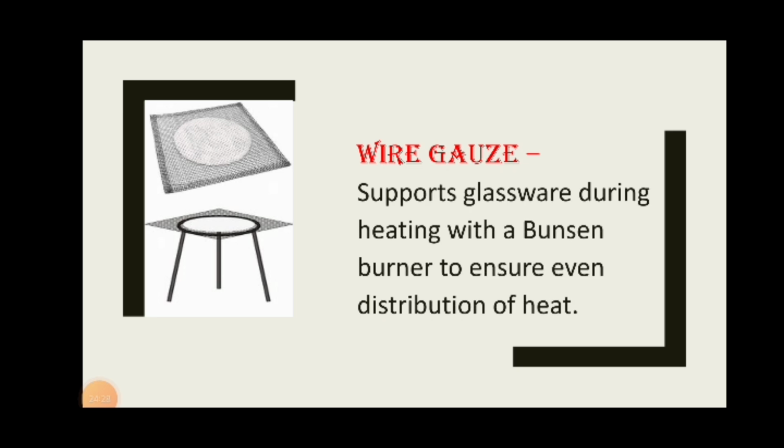Next is the wire gauze. The wire gauze is the one that is just like this one, the square part, and we have the circular part. Take note, what's the purpose of the wire gauze? Supports glassware during heating with a Bunsen burner to ensure even distribution of heat. Yes, eventually equalizing the heat coming from the Bunsen burner, alcohol lamp, etc.